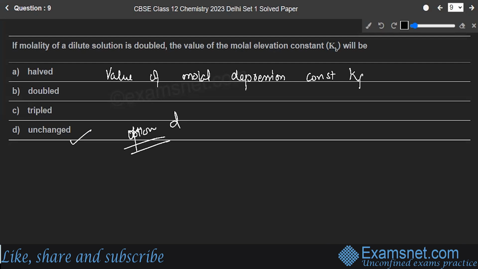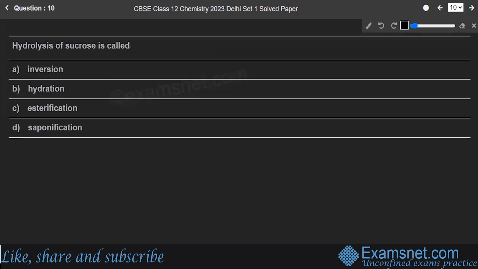The value of the molar depression constant is constant for a particular solvent. So however the molality of the dilute solution is doubled or halved or whatever, it will not change. Hope you got that. Next is question number 10. Hydrolysis of sucrose is called inversion, hydration, esterification, or saponification.